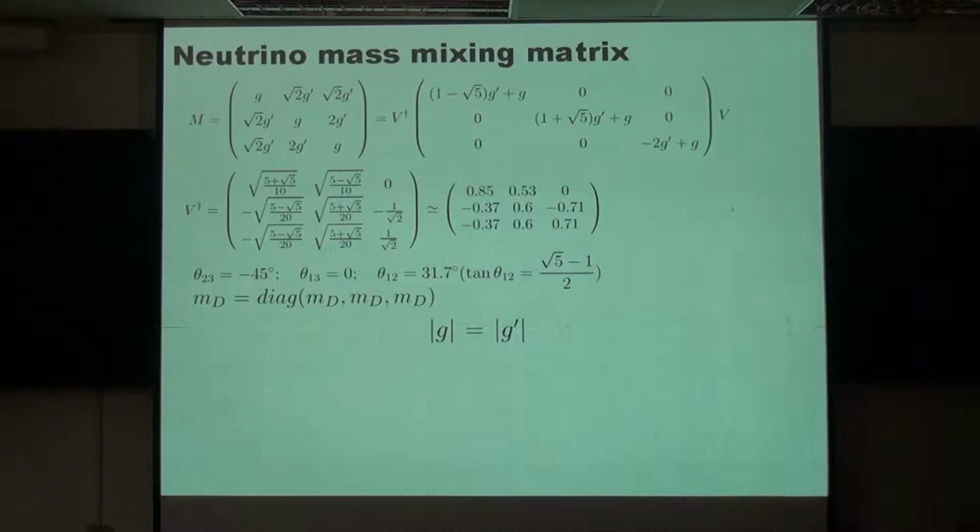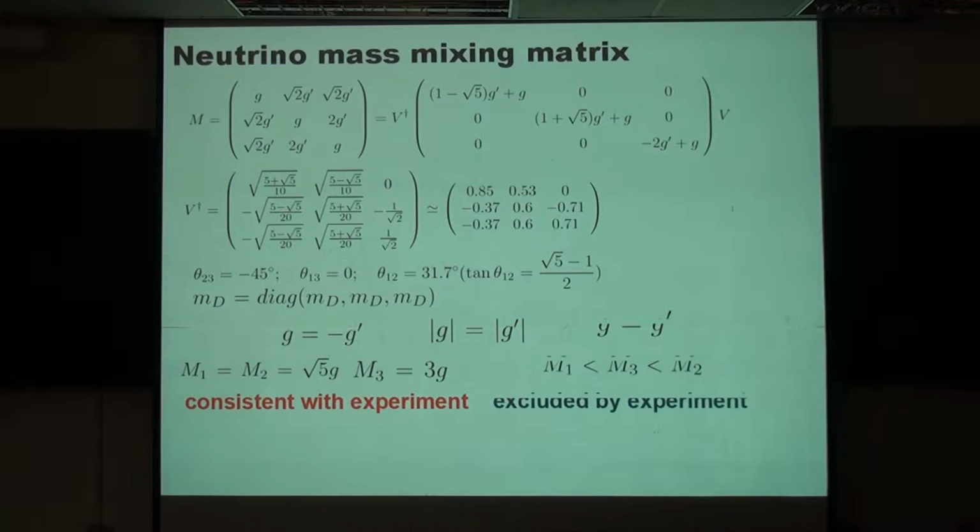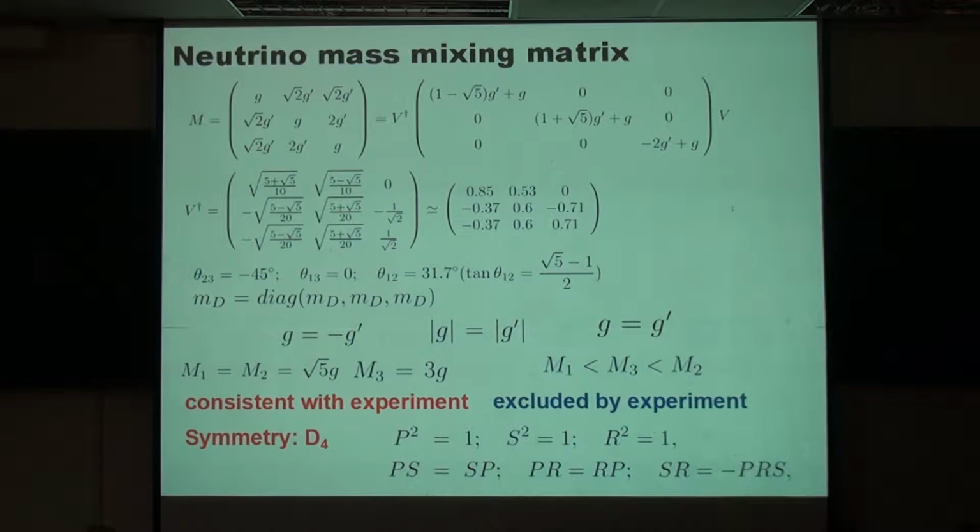The final assumption is that we have two possibilities, G equal to minus G prime or G equal to G prime. So then we examine these two cases to try to rule out one case from the experimental data. In this case, we find that M1 and M2 are almost degenerate, so it's consistent with the experimental data. And for the other case, we find that M1 and M2 are not degenerate, and actually M3 is in between. So this is inconsistent with the current experiment. So we conclude that we should choose G equal to minus G prime.